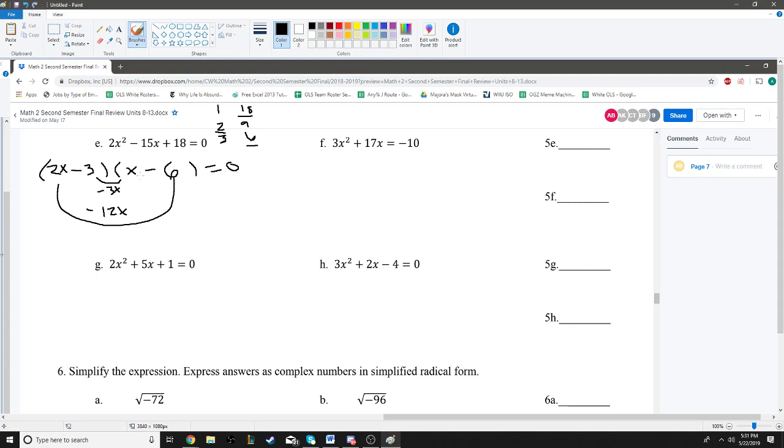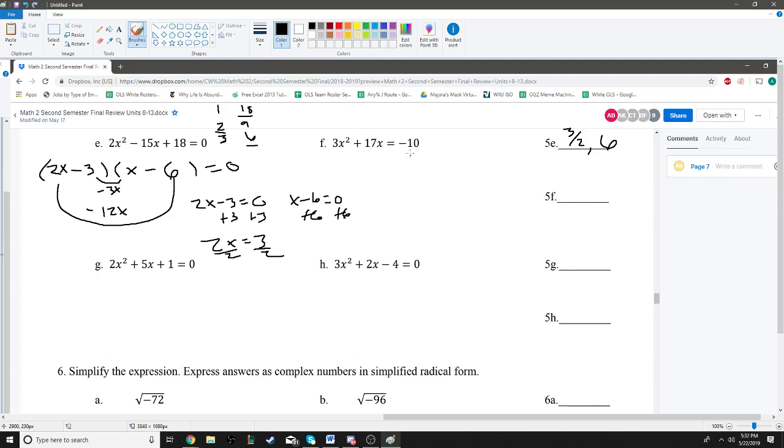To solve this, I need to set each of them equal to 0. I have 2x minus 3 equals 0, and x minus 6 equals 0. This is what you're really supposed to do for the previous problems, but I just got lazy and took the shortcut. So for this one, we add 3 to both sides. So 2x equals 3, and then divide both sides by 2. We get x is equal to 3/2. And for this one, we just add 6 to both sides, and we get x is equal to 6.